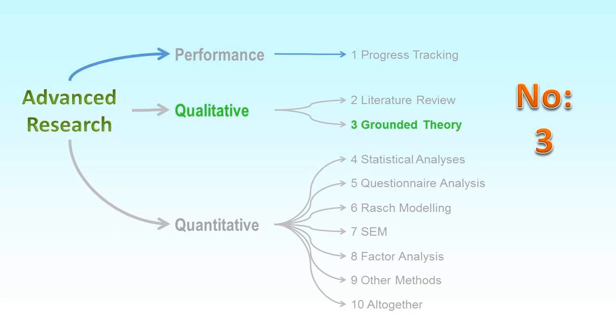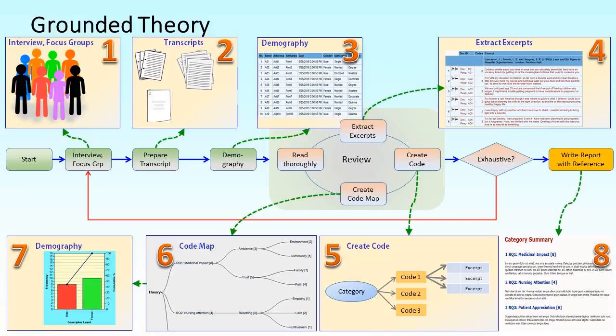Coming up at number 3 is grounded theory. Grounded theory is a robust procedure for many types of studies. It is an inductive methodology featuring rigorous procedures leading to the emergence of conceptual categories. Various information and data is collected, excerpts are transcribed, demographic data may be linked, excerpts are extracted from multiple sources, codes are created together with concepts and categories.